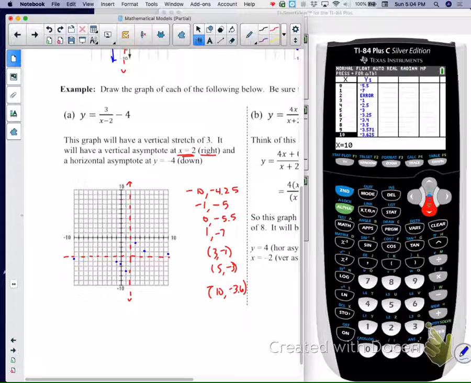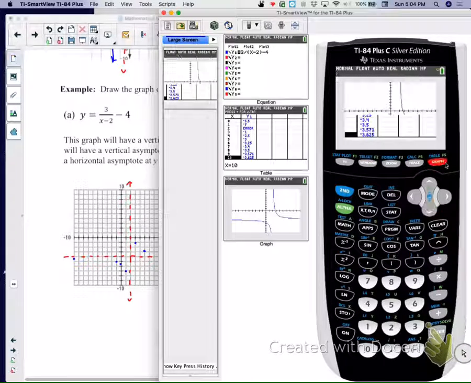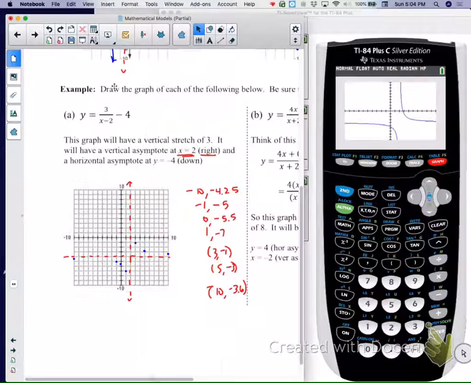Okay, now look at what the actual graph's supposed to look like too. So that's giving us our branches down there. We're going to go through those points, and then just kind of fill in the blank with what we have left.